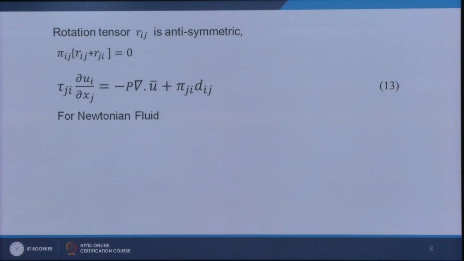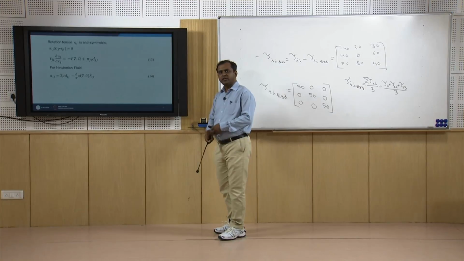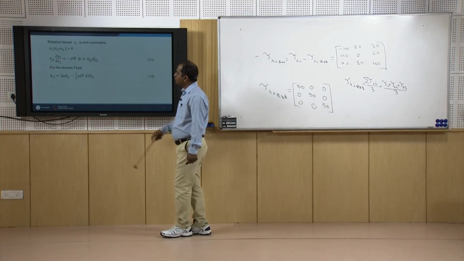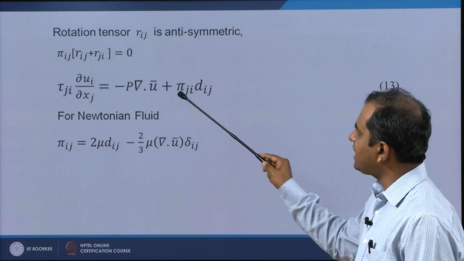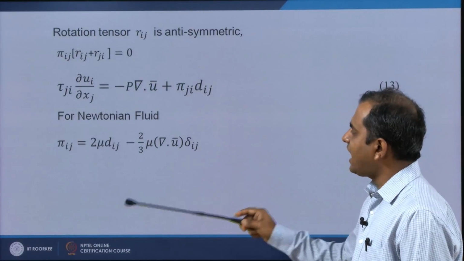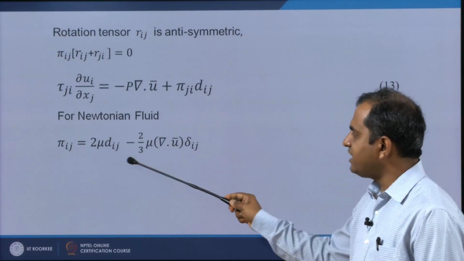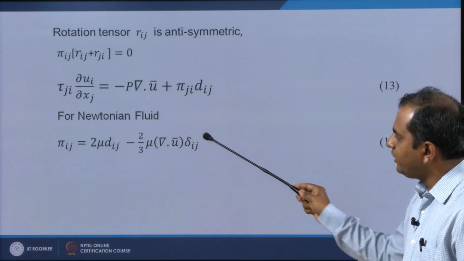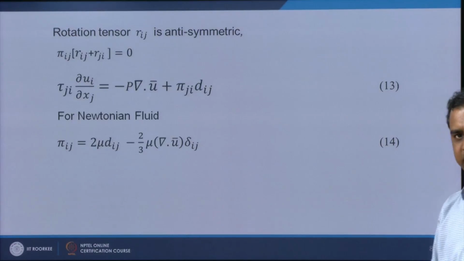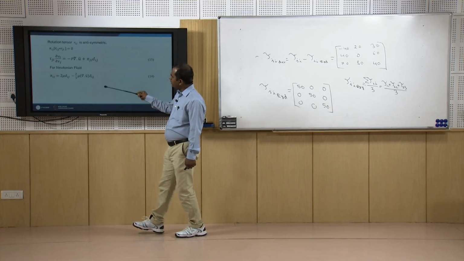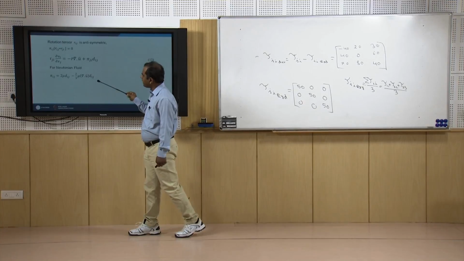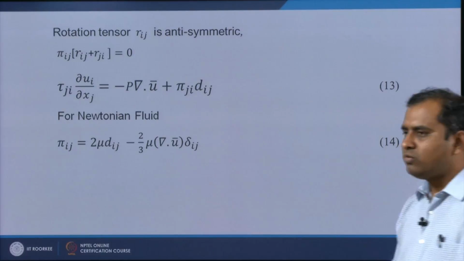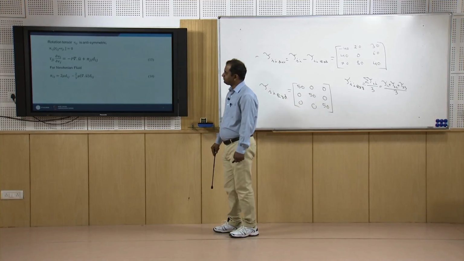In a similar fashion, now let us go for some common fluids. We know that fluids can be of different types, and the most common one is the Newtonian fluid. So, for a Newtonian fluid, this pi ji, this deviatoric stress tensor, can be written as 2 mu dij minus 2/3 of mu of del dot u, the divergence of u, into the Kronecker delta, delta ij. Here you have two different things. For this Newtonian part, we have viscosity mu coming into consideration.